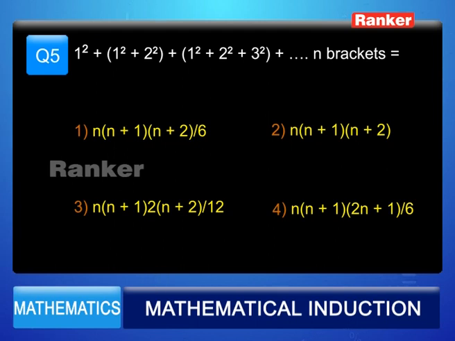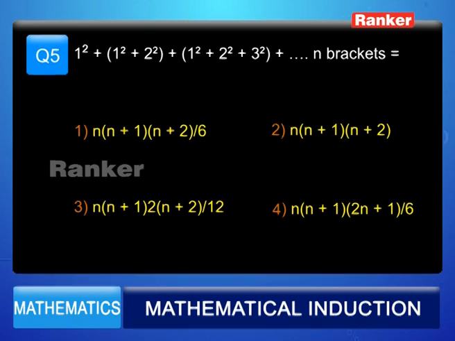First option is given: n into n plus 1 into n plus 2 by 6. Second option is given: n into n plus 1 into n plus 2 only, no denominator. Third option: n into n plus 1 into 2 into n plus 2 by 12 is given. And finally, the fourth one: n into n plus 1 into 2n plus 1 by 6. So, among these 4, which is the right option and which is the right answer?